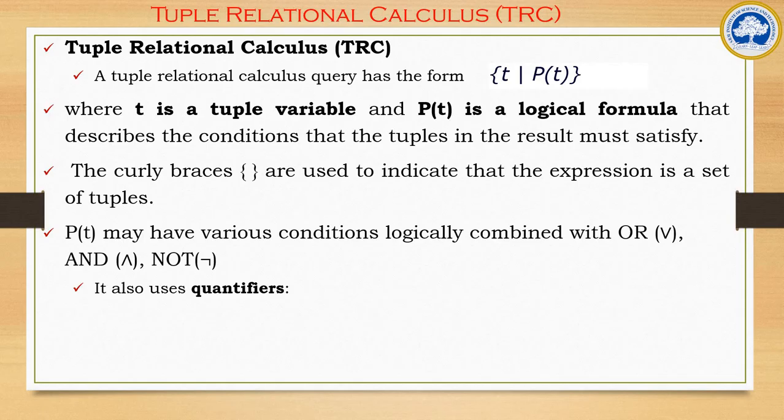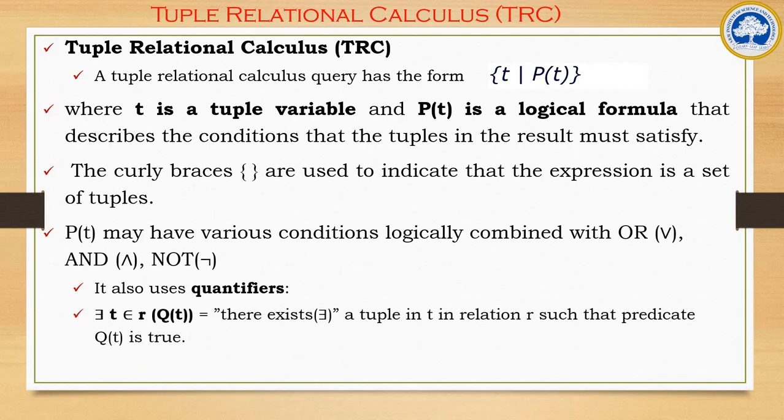Here we use two quantifiers. One is there exists. We check whether the predicate is true, that is, whether there exists such a row. The other is for all: Q(t) is true for all the tuples in the relation R. These are the two quantifiers used under P(t).